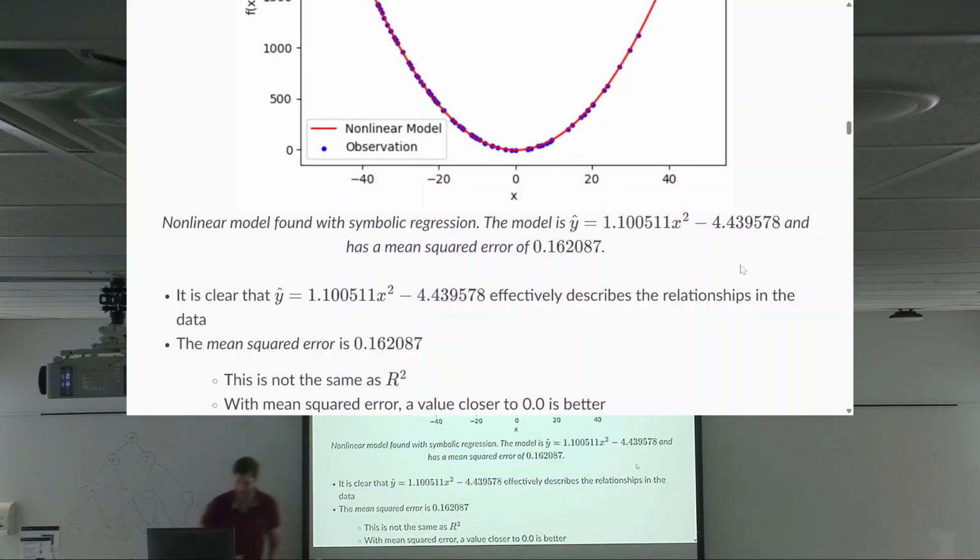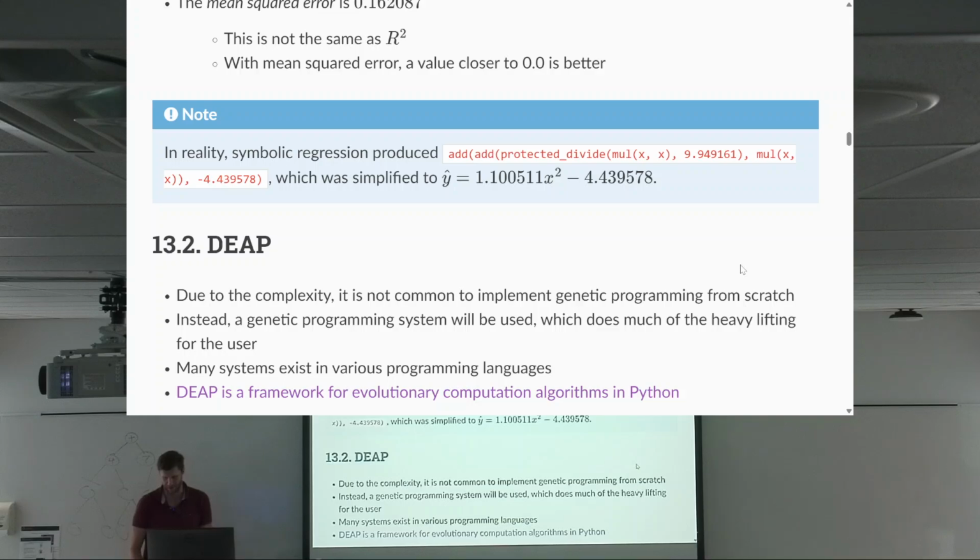Instead, GP will often give you something like this. Okay? Adding the result of doing a division over multiplying x by x over 9, and then you're adding to that the multiplication of x to x, and then you minus 4.4, right? You're going to get something that looks like this. And by the way, we could draw this out for fun. Let's draw it out for fun.